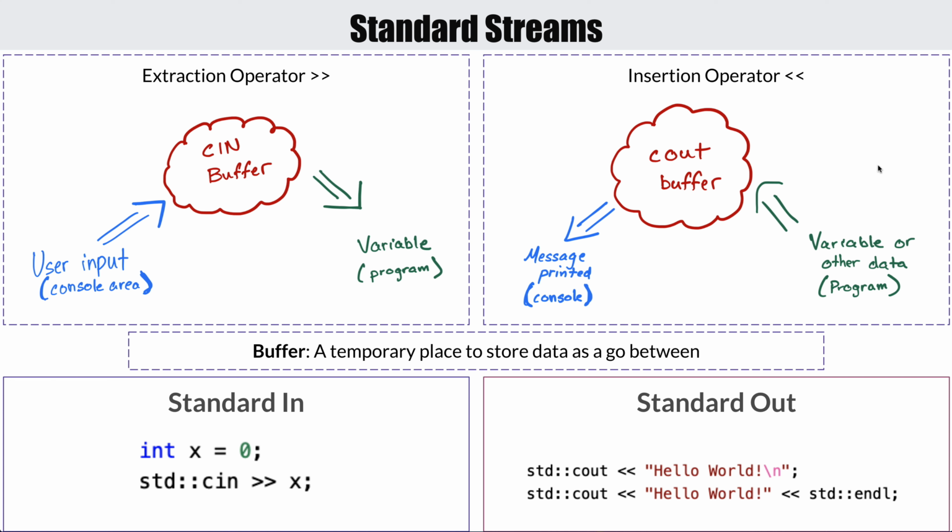So on the right, you're going to see this diagram here, okay? And we got this little cloud, which stands for a buffer, and a buffer is a temporary place to store data as a go-between. And that go-between is our program and where we're trying to output it. So if you can see in green here, we start where we have some variable or data that we want to print, and we insert it into the cout buffer, hence why we call it the insertion operator. And it directs us towards cout.